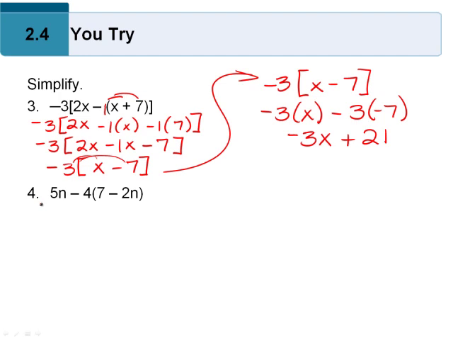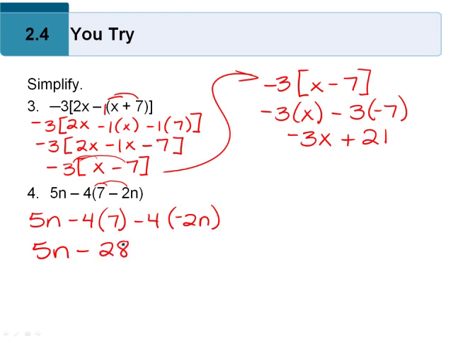All right, let's look at number 4. Here, the only thing you're going to distribute is the negative 4 right beside those parentheses to those two terms. So for now, bring down 5n, and we're going to do negative 4 times 7, and negative 4 again times negative 2n. Okay? So the 5n comes down. Now, negative 4 times positive 7 is negative 28. And a negative times a negative, negative 4 times negative 2, is a positive 8n. Okay? So we have like terms here, 5n and 8n.